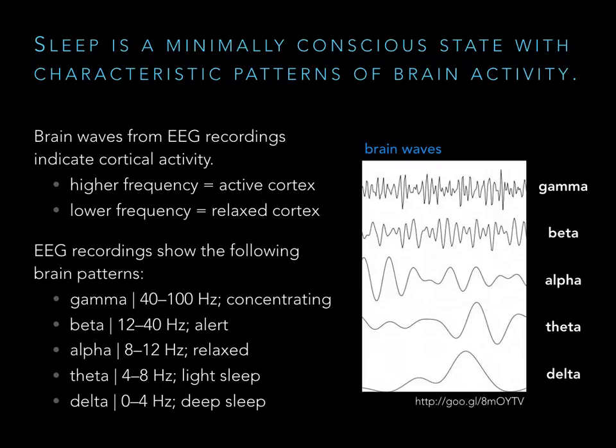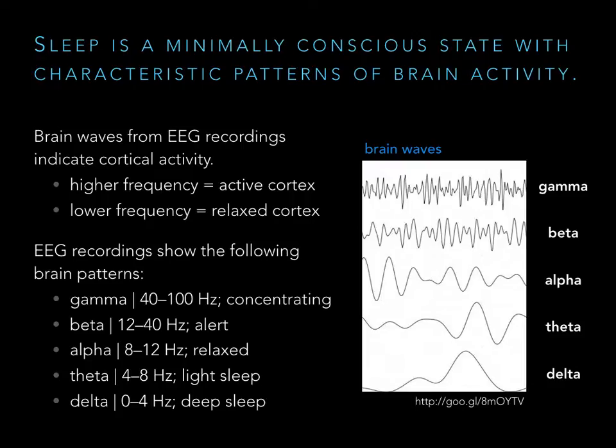So when you see really, really fast fluctuations at about 40 to 100 hertz, so 40 to 100 times per second that EEG is oscillating up and down, that's what we call a gamma wave. This is the highest frequency that we record in EEG, and that's because of a very active cortex. You get this when someone's concentrating.